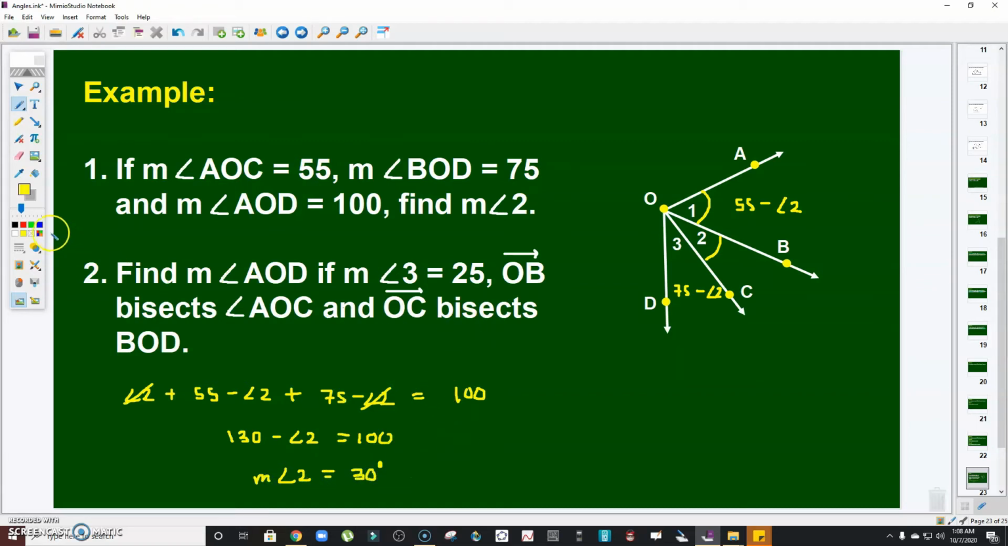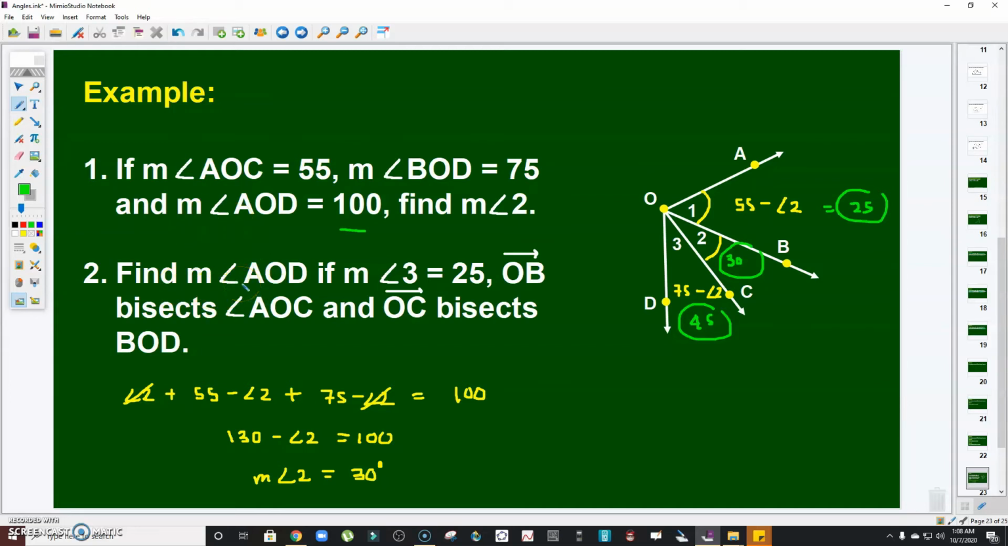See that? And we can verify that. So if this is 30, alright, 55 minus 30, so this one will become 25. 75 minus 30, this one will become 45. If you're going to add the 3, okay, 30 plus 25 plus 45, that will give us 100. See that? Okay, next. Problem number 2.